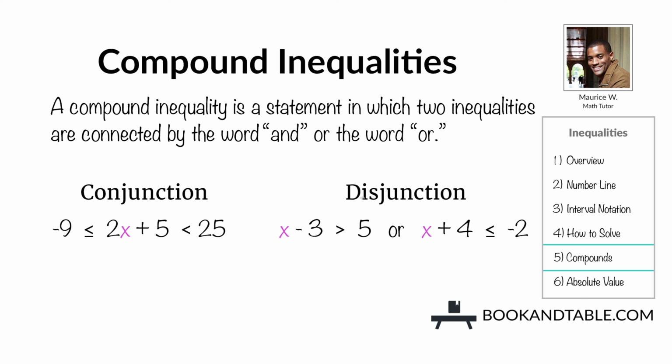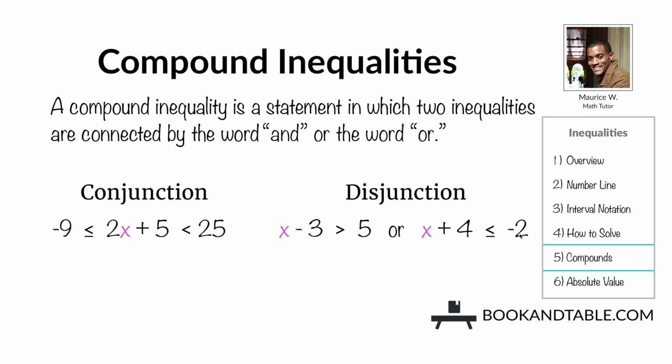A disjunction would represent the "or" statements. These are completely separate from each other. So x - 3 is greater than 5, or x + 4 is less than or equal to -2. So we're first going to discuss conjunctions.